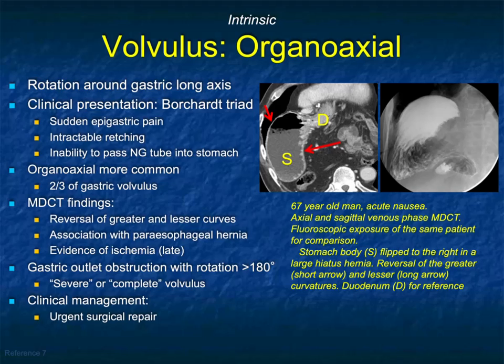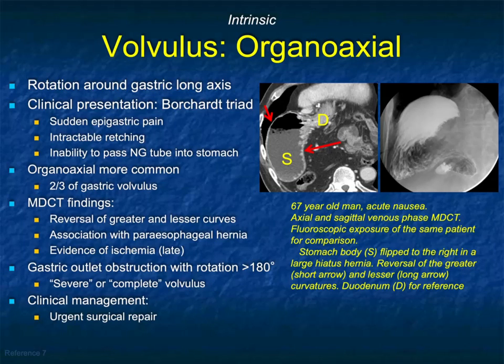And this is the classic organoaxial. Two types of volvulus. I'll show you another example. Organoaxial. Again, a very, very nice example. You can see the fluoroscopy image in this patient. Sometimes it's hard to talk about gastric volvulus because sometimes it looks like just a large hiatal hernia and you tend to blow it off as a hiatal hernia, but you need to be very careful.